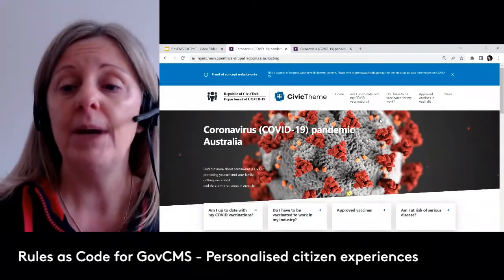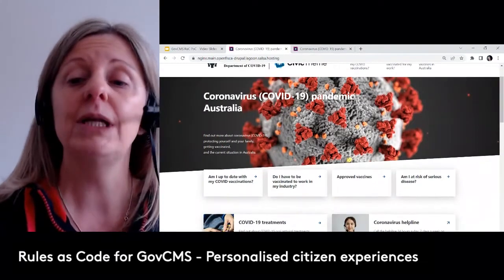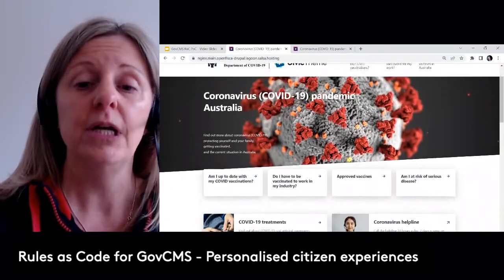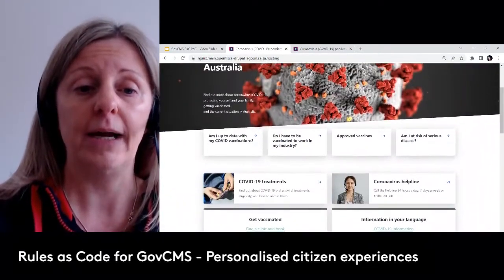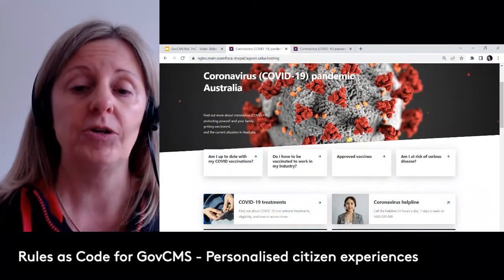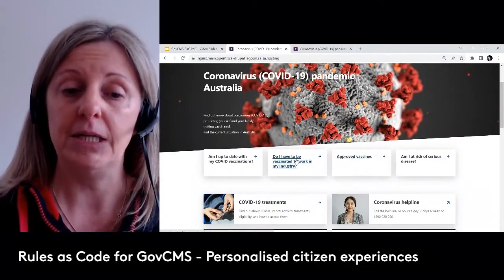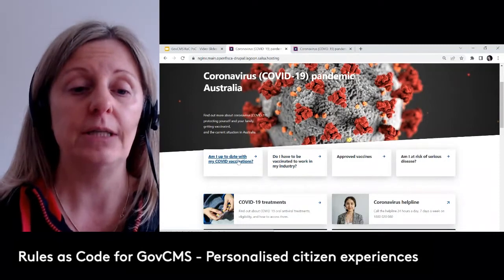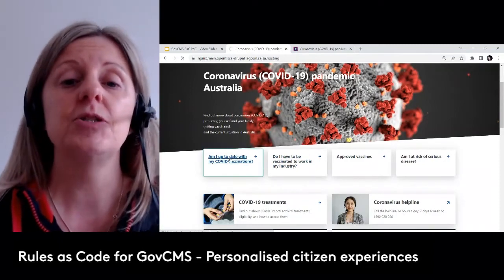So this is a homepage that we created to provide a realistic example of what a COVID-19 web page might look like. However, all of the links go to a dummy proof of concept page, except for these 2 journeys. So I want to have a look at this journey first.